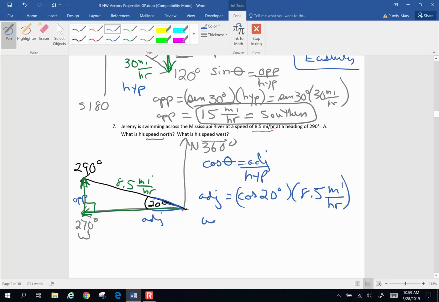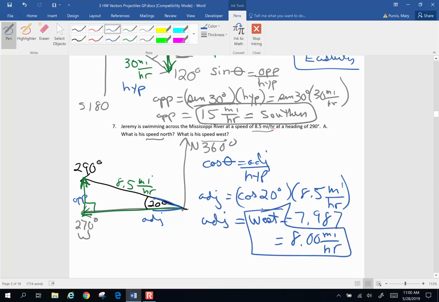And the adjacent side, which is my westerly component, is going to be, let me grab my calculator here, 20 cosine times 8.5, and I ended up with 7.987, round that off to 3 sig figs, essentially 8 miles per hour towards the west. Now, if I want to find the component towards the north, the northerly component, I'm going to use the opposite and my hypotenuse. That means I'm going to use sine.